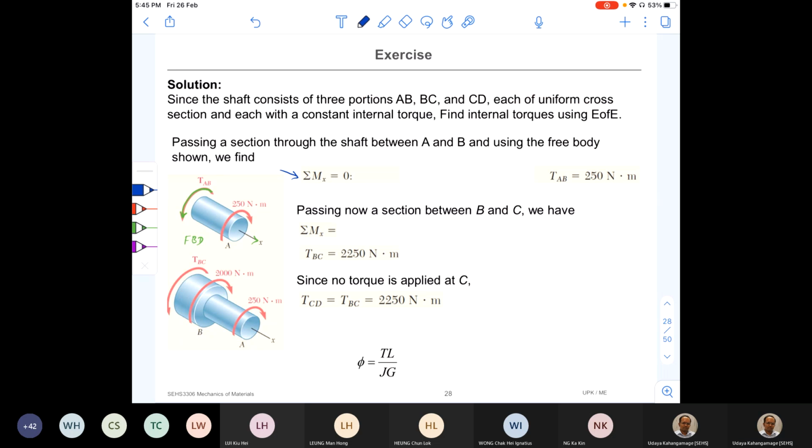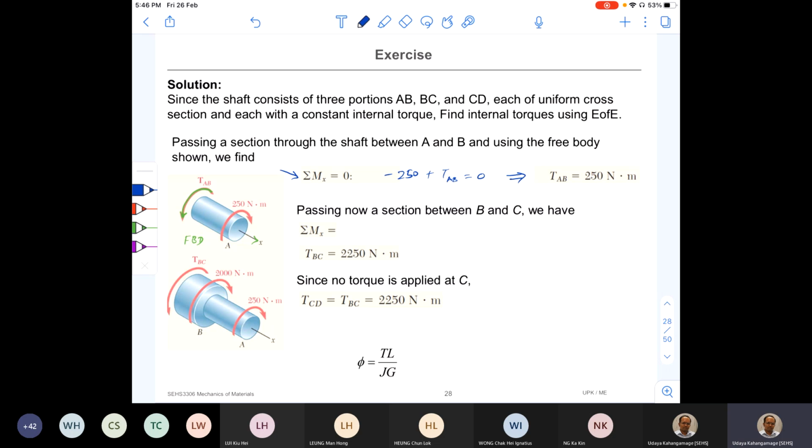Does 250 create a positive or negative moment? 250 creates a negative moment. Am I right? So it's negative 250, and TAB is going to create a positive moment. So plus TAB should be equal to 0. That is how this TAB is calculated.